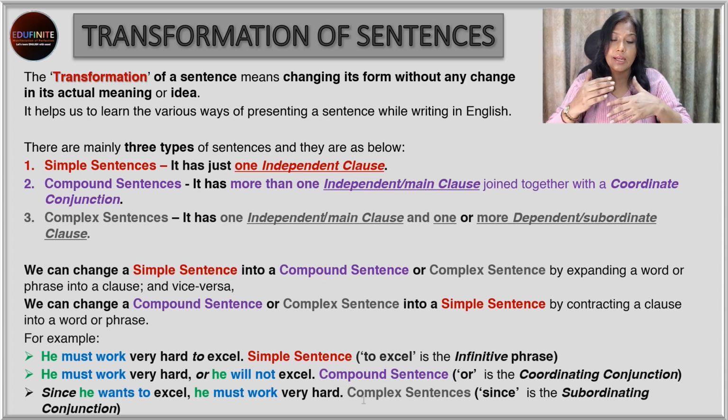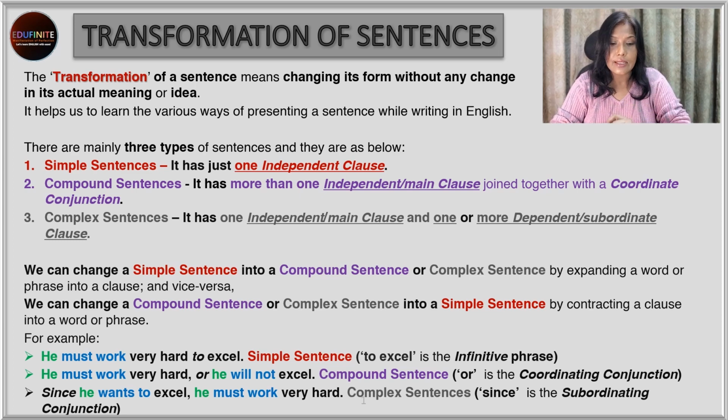Next, if we transform this into a complex sentence, it will be: Since he wants to excel, he must work very hard. Now, we had said, how does a complex sentence form? It forms with the help of a subordinate clause and an independent clause. Here the subordinate clause is "since he wants to excel." It does not give us the full idea or the full meaning of the sentence, so this is the subordinate clause. Next, "he must work very hard" is the independent clause. So we have a subordinate clause and an independent clause, and so this is a complex sentence.